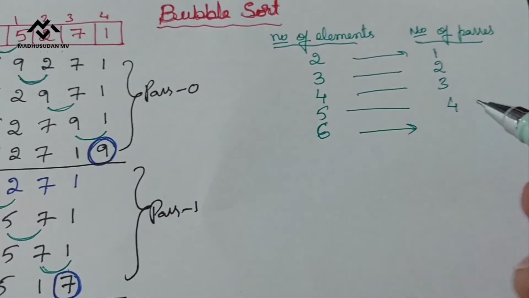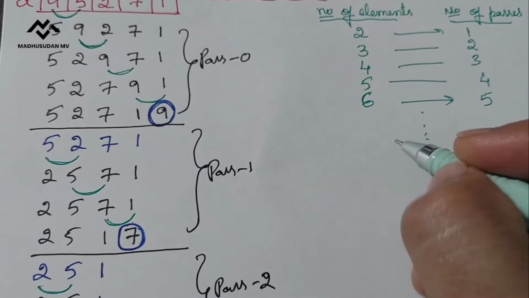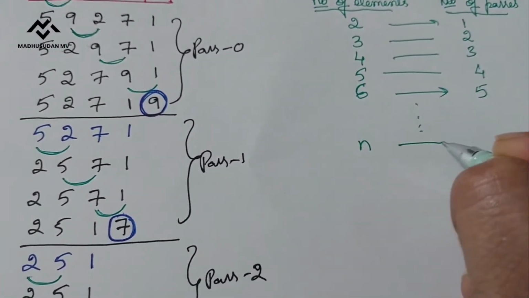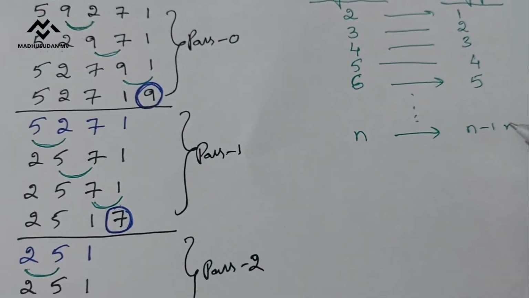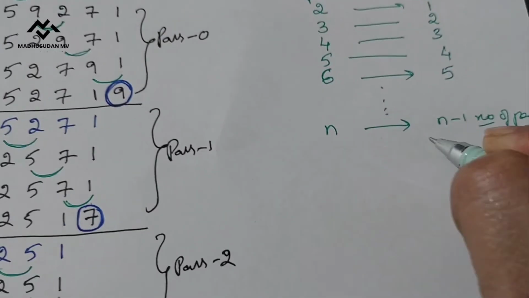Similarly, if there are 6 elements, how many passes? Yes, exactly 5 passes. So in general, if there are n elements, we need n minus 1 passes. This is one conclusion we got.